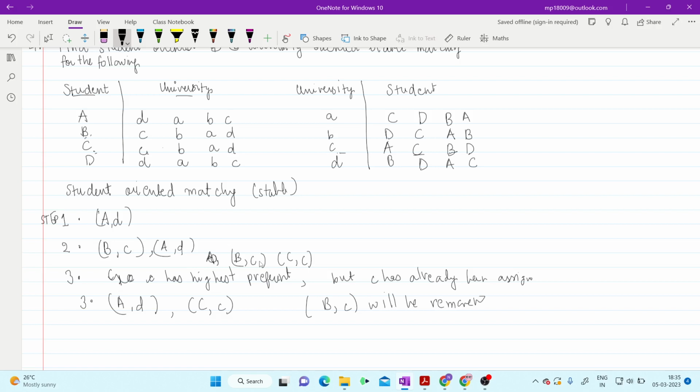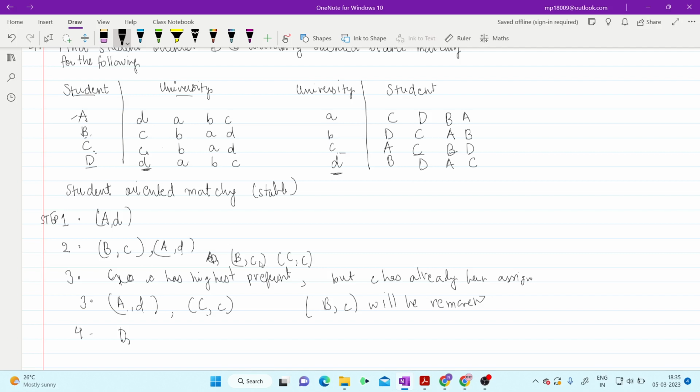So now we have that. We have to run this algorithm until all students have been assigned some university. So A has assigned C. Now we go at D. Now D goes to D. But D has already been assigned to A. So now we look at the preference of D. So who will D prefer?